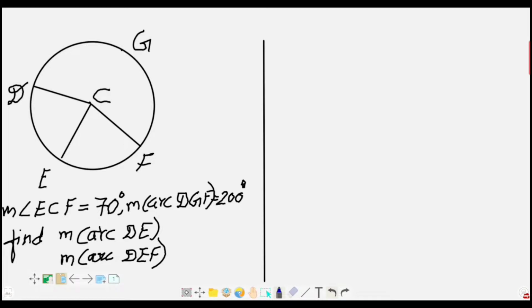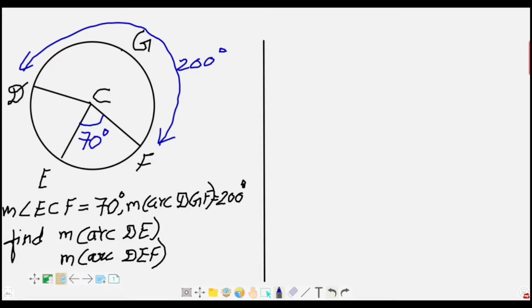Now students, let's solve the sum based on the concept which we discussed in the previous video. In the figure, C is the center while points E, F, G and D lie on the circle. The measure of angle ECF is given as 70 degrees. The measure of arc DGF, that means from here to here this full arc, is given as 200 degrees. You are asked to find the measure of arc DE and the measure of arc DEF.